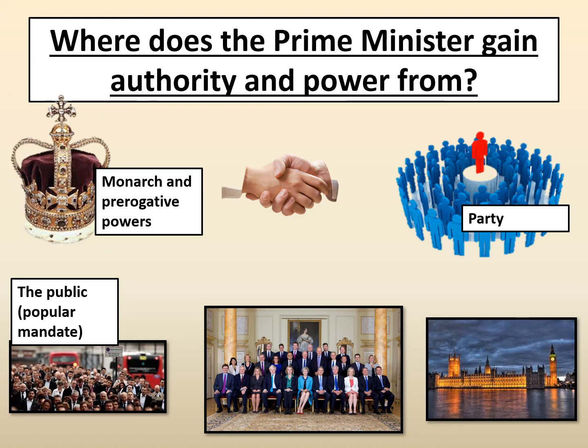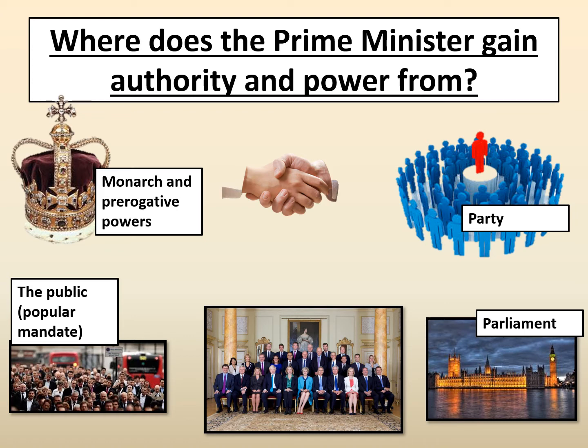This one, the public also give the Prime Minister authority, so the popular mandate. Remember, not all of the public vote for the Prime Minister because only those that live in the Prime Minister's constituency directly vote for them. But we can say that the public accept the political system that we currently have, and they accept that the leader of the winning party will become the Prime Minister.